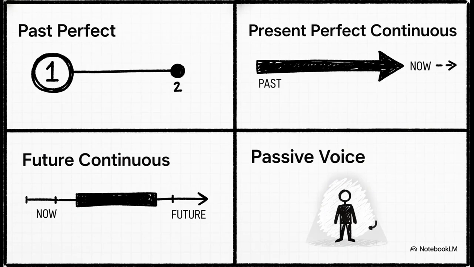Remember, past perfect is for the action that happened first. Present perfect continuous is for something that started in the past and is still happening. Future continuous is for an action that stretches over a period of time. And the passive voice, that's your tool for shifting the focus of a sentence. Got it? And there you have it.